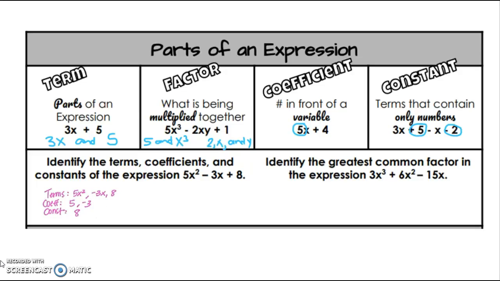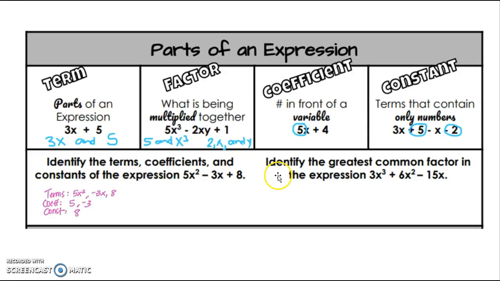My terms are 5x squared, negative 3x, and 8. The coefficients are being multiplied with my variables, so that would be 5 and negative 3. And my constant is the number that does not have a variable attached to it, just the 8.